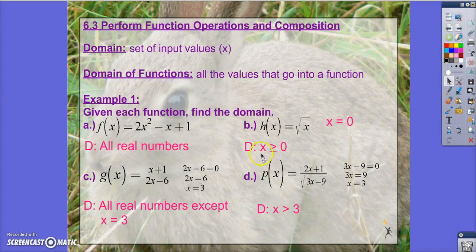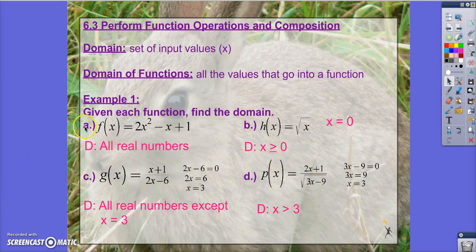So how is that different from b? It's not "or equal to" because it's a fraction in the denominator. It's a fraction. All right, so it can't equal 3. If it equals 3, the denominator is going to be 0. So it's a combination of B and C.